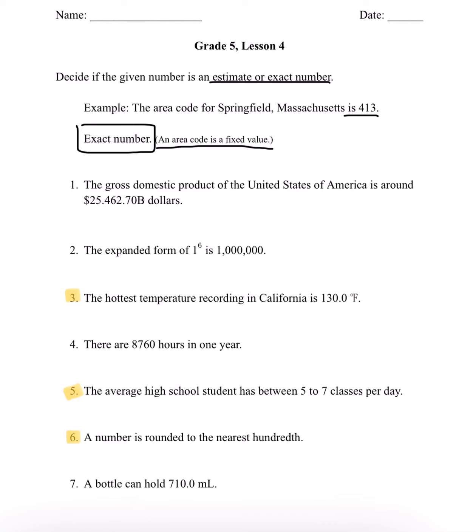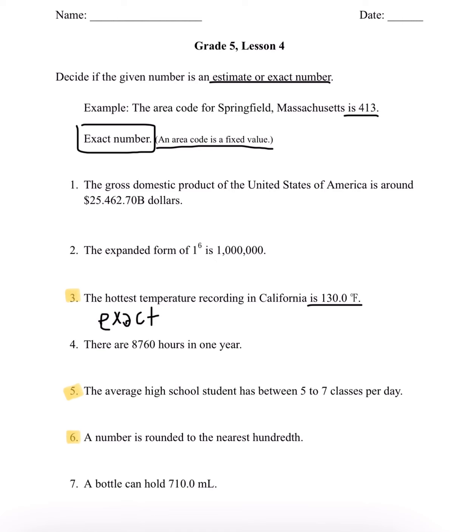Number 3, it says, the hottest temperature recording in California is 130 degrees Fahrenheit. So we have to know if it's an estimate or exact number. We can know by "is." So it's telling us that it is certain that the hottest temperature recording in California is 130 degrees Fahrenheit. So that means its answer is exact, since it's certain.